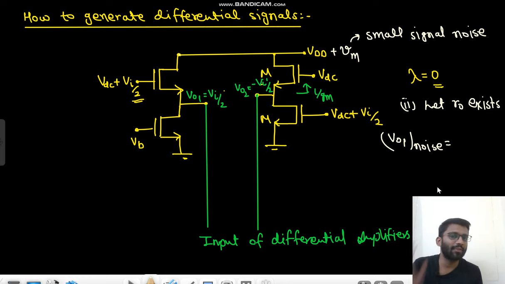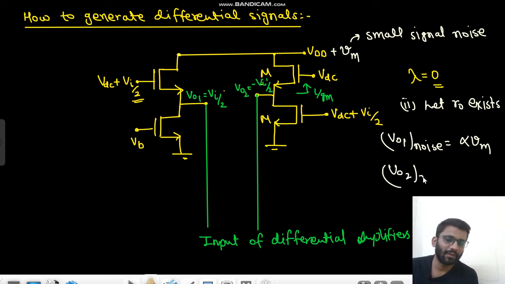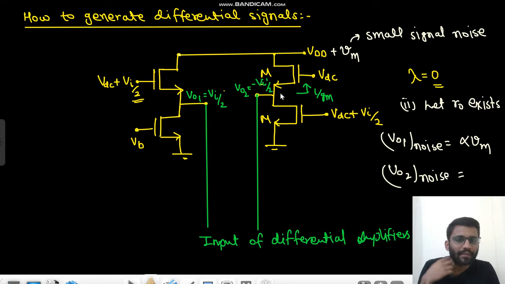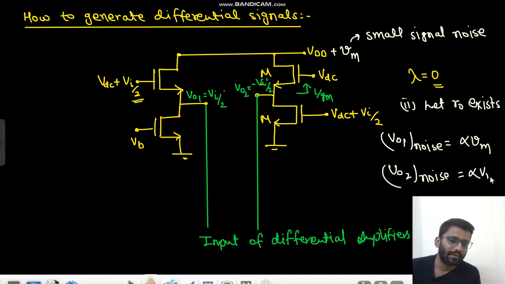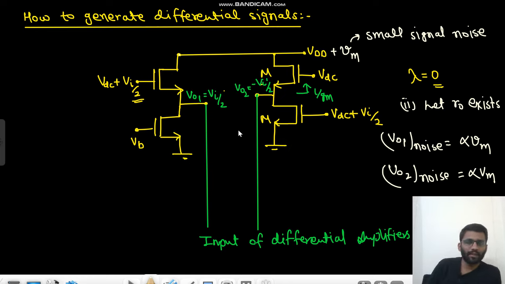We just know that there will be some noise component, let us call it alpha Vm. And similarly here as well, V02 noise will also be there. You can write the formula, right? It will also be alpha Vm. So both of the outputs V01 and V02 will have a noise component, and that will go to the differential signal input. Both of the outputs are having some noise signal that is going to the differential voltage.